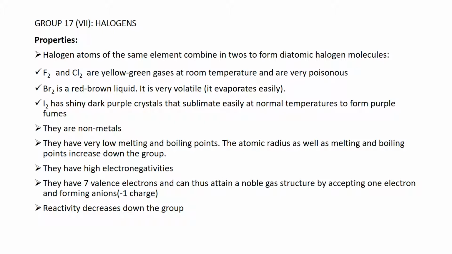They are nonmetals. They have low melting and boiling points. The atomic radius as well as melting and boiling points increase down the group. They have high electronegativities and they have 7 electrons and can attain a noble gas structure by accepting 1 electron and forming anions. Remember, I said that they want to acquire the structure of the following noble gas, and this is much easier for halogens because they just need 1 electron to do that, and their reactivity increases as you move from fluorine to iodine.